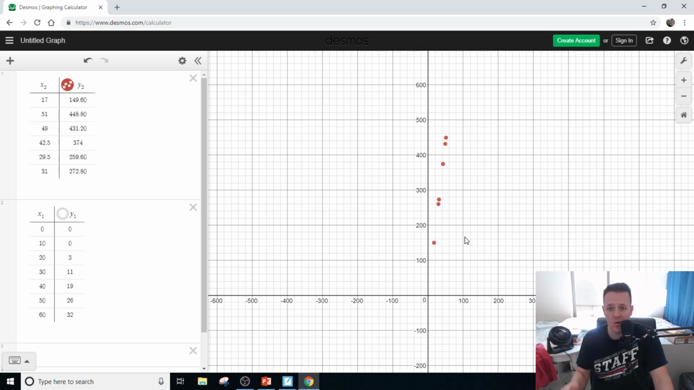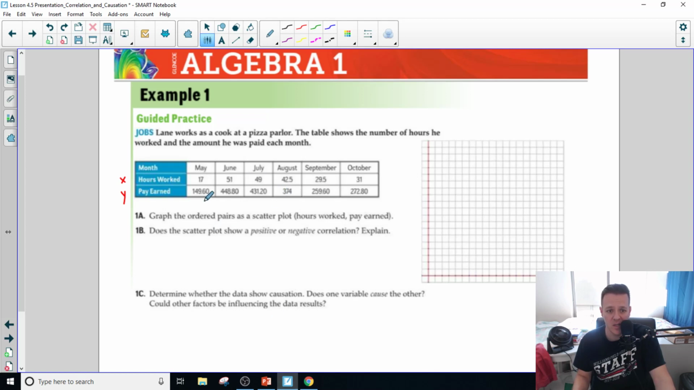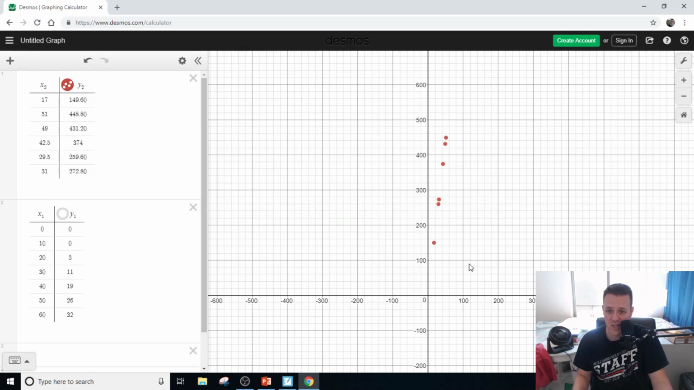So what kind of correlation is this showing here? Once you plot them, are all these points in order? Not necessarily, because I didn't really care about the month. I cared about your hours worked versus your pay earned. I didn't care about your month. So is there a positive or a negative correlation? Well, usually when it comes to pay, there is a what?